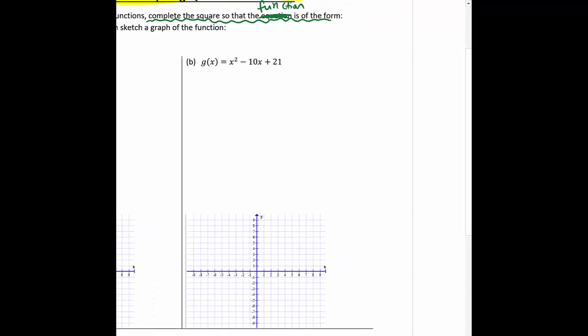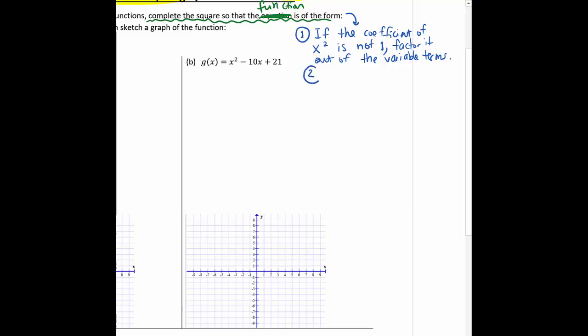So let's see. To do this, the first thing you want to do is, if the coefficient of x squared is not 1, factor it out of the variable terms. So the first couple problems we'll deal with, we won't have that to worry about, but the later ones we will have to worry about that, and that'll be the first thing you'll want to do.